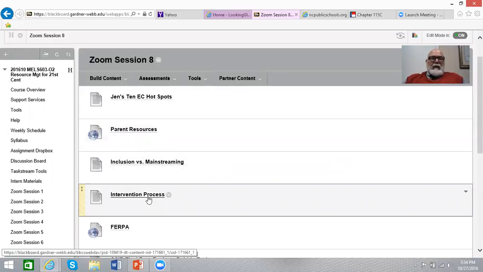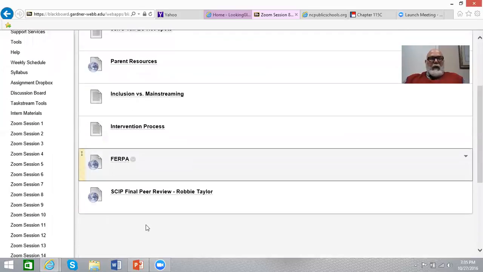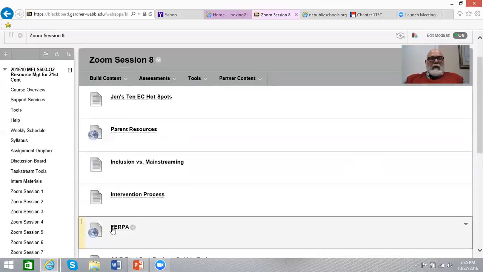Now, again, the intervention process is spelled out in that document I just showed you. Again, it's here on this. FERPA is the federal law that covers the privacy of students.